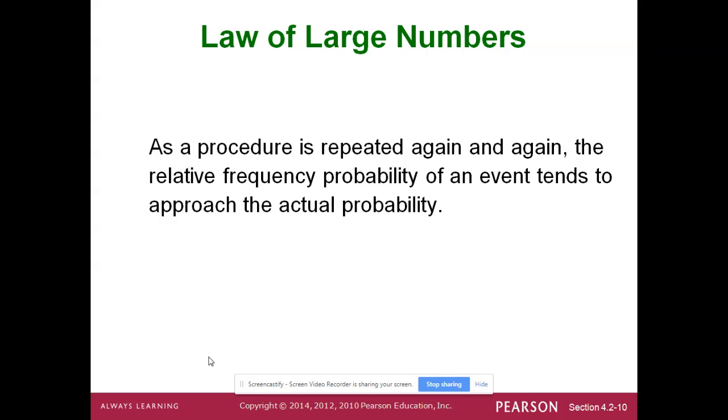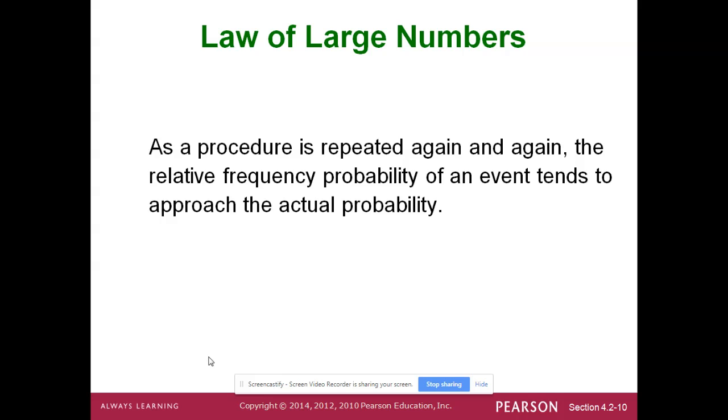All right. Law of large numbers. You may have heard this before, but as a procedure is repeated again and again, the relative frequency probability of an event tends to approach the actual probability. The actual probability is Rule 2. We actually have 13 hearts out of 52 cards. If you actually sat here and drew cards, the more times we all did that, shuffling the deck between each draw, the more likely we're going to end up with a probability of 13 out of 52 for drawing hearts. So the more we do something, the more likely it is to go to what we'll say is the theoretical probability.